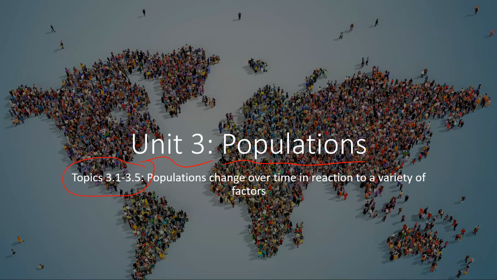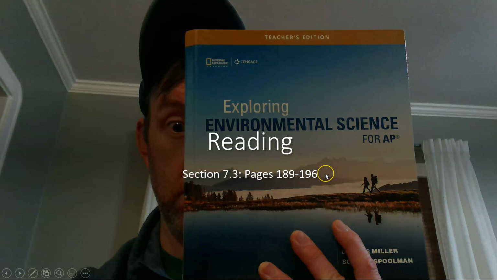The enduring understanding, of course, is that populations change over time in reaction to a variety of factors. Okay, so topic three, reading, very important. So if you guys do what you're supposed to, you will then follow up this lecture by going to section 7.3 in your textbook, pages 189 through 196, and you'll find lots of information to accompany what we're doing right now.